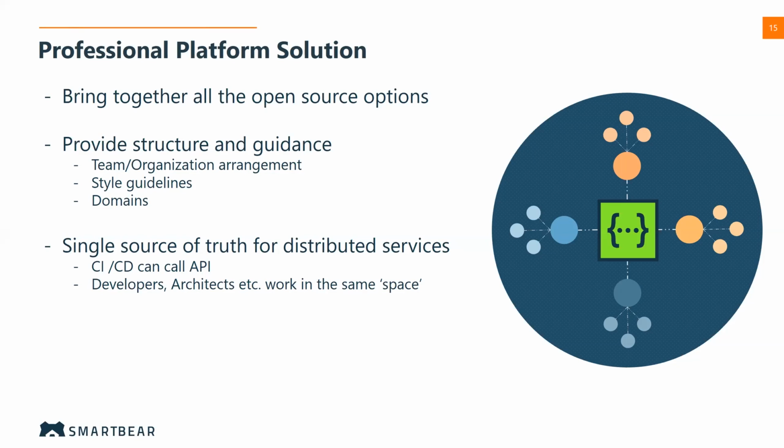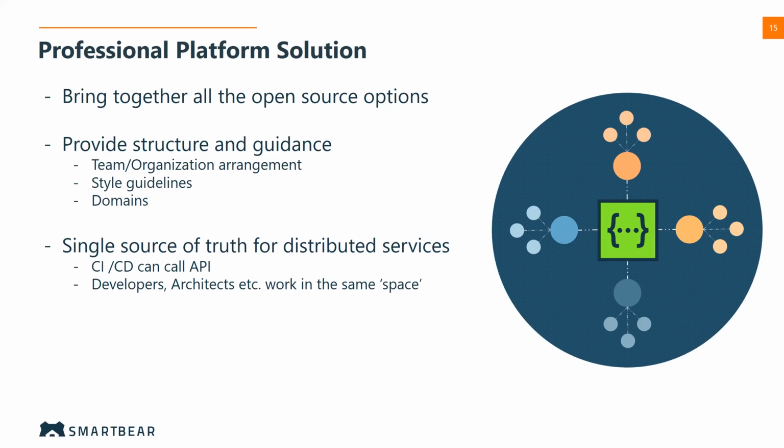Things like style guidelines. If I had a very specific way that I wanted to build APIs, or that I wanted my organization to build APIs, I can enforce those from a high level. We can start to organize users and teams. We can get feedback and comments very, very easily through the tool. And it also acts as a single source of truth for things like distributed services.